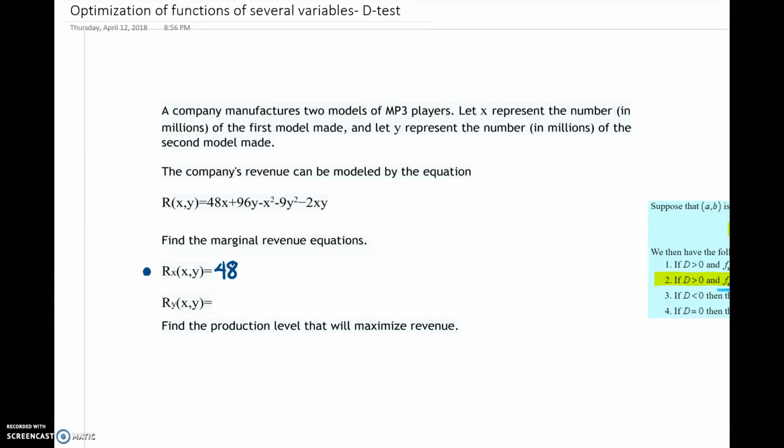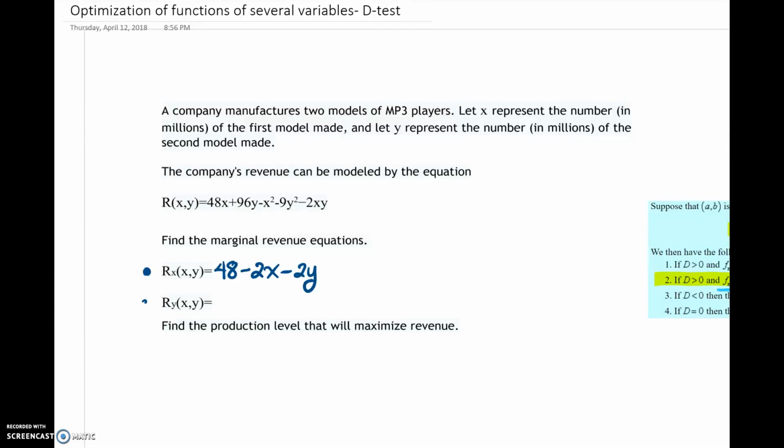The derivative of 96y is 0. The derivative of minus x squared will be minus 2x. The derivative of 9y squared is 0. And the derivative of minus 2xy is minus 2y. Okay, so there's our marginal revenue function with respect to x.